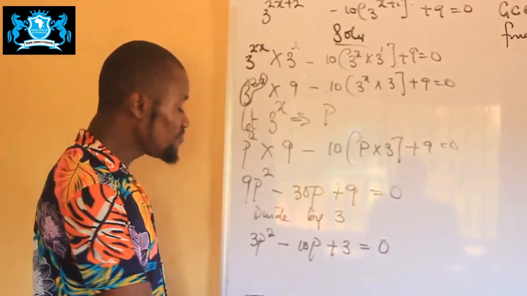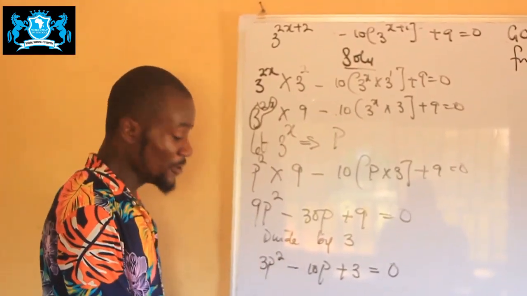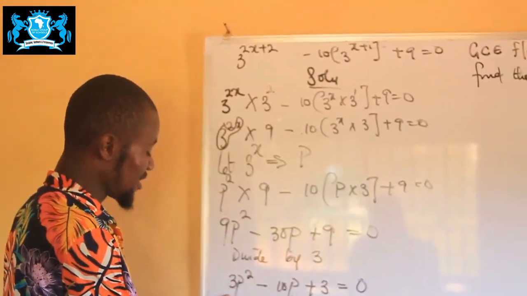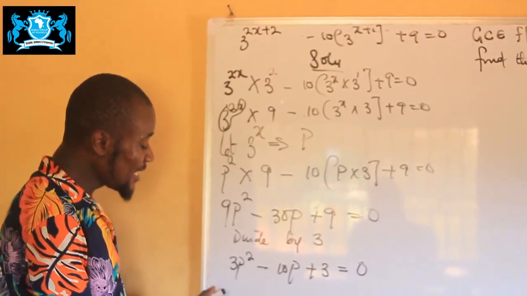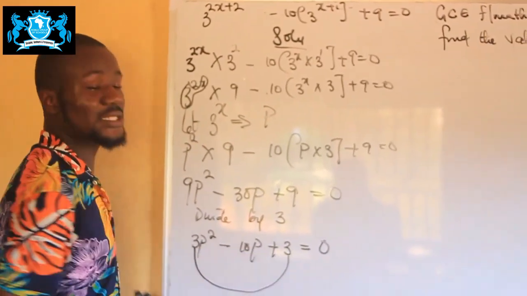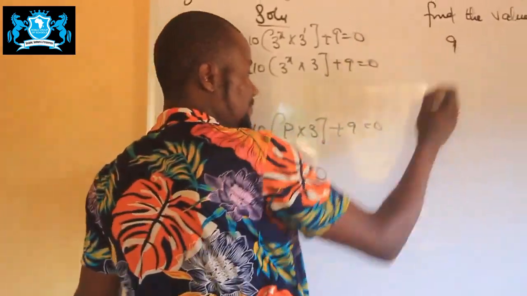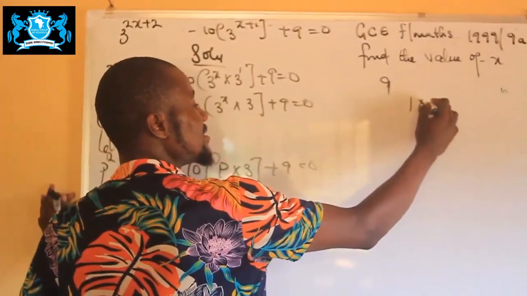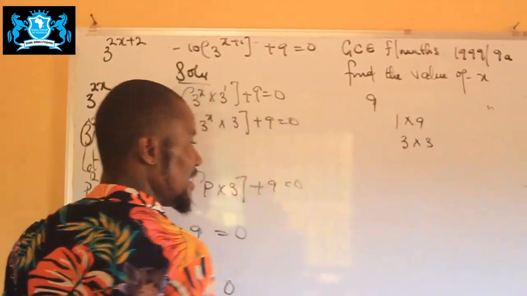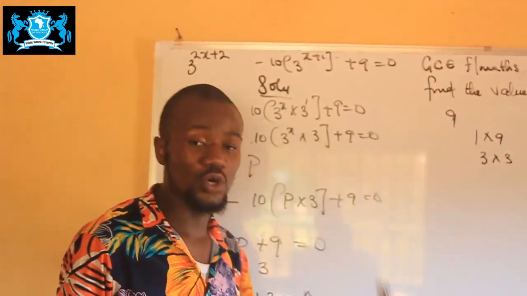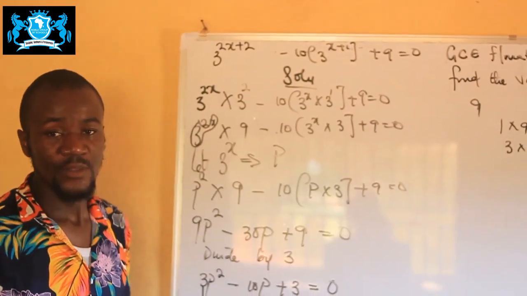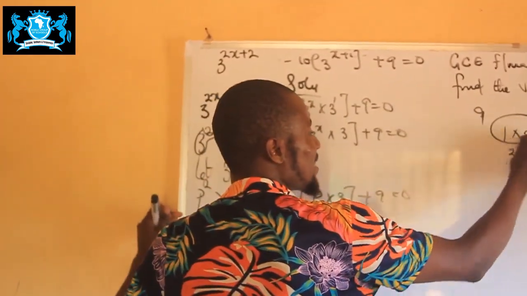When you have something like this and you want to factorize, you ask yourself, what is the coefficient of p squared, not the one carrying only p, the p that has the square on top? The answer is 3. Multiply it with the constant, which is 3. 3 times 3 is 9. Now, what are the factors of 9? The factors of 9 are 1 times 9 and 3 times 3. Between these two pairs, which of them will you add or subtract to give you the minus 10 here? The answer is 1 and 9.